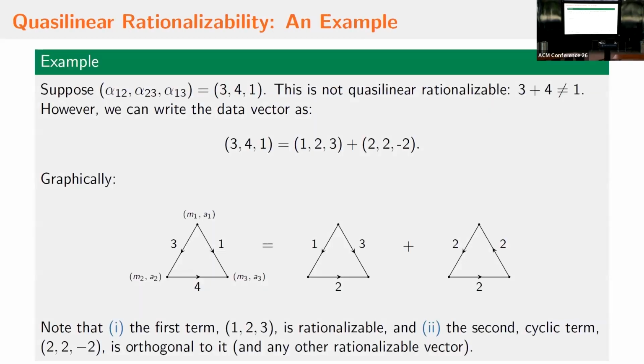And in fact, more can be said. So let's suppose, just for the sake of conversation, that the data we observe is alpha 1,2 is 3, alpha 2,3 is 4, alpha 1,3 is 1. This is not quasi-linear rationalizable. It doesn't satisfy our adding up condition. But we can decompose this data additively into two other vectors, 1, 2, 3, and 2, 2, minus 2. One way I like to attribute a bit of a visual to what these data vectors are saying is imagine we represent our experiment by an undirected graph.